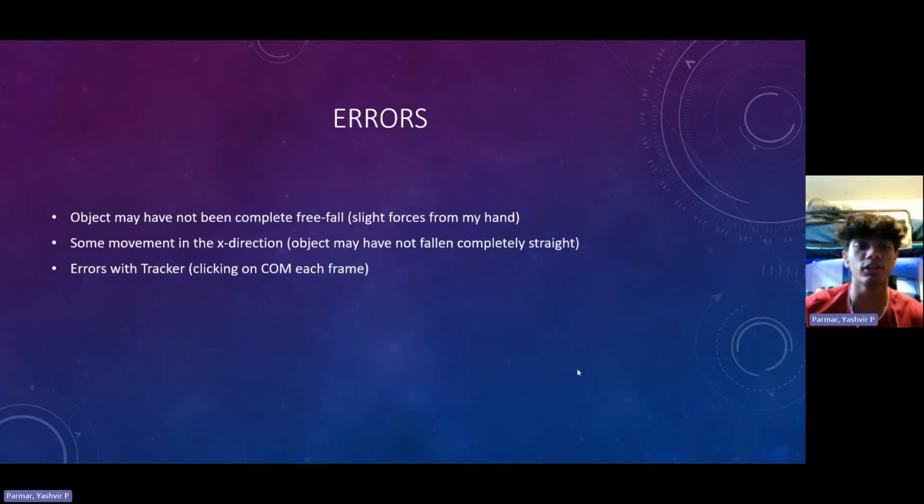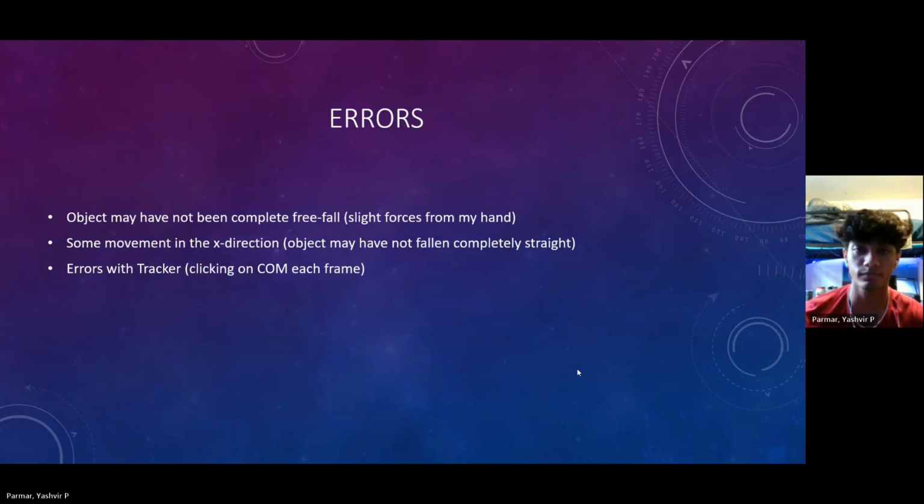Some of the errors include that the object may not have been in complete free fall, as there may have been some slight forces from my hand when dropping it. There was also some movement in the x direction as well. It didn't fall directly straight. And there are also errors with Tracker, as I'm clicking on the center of mass each frame, so there's room for human error with the software as well.